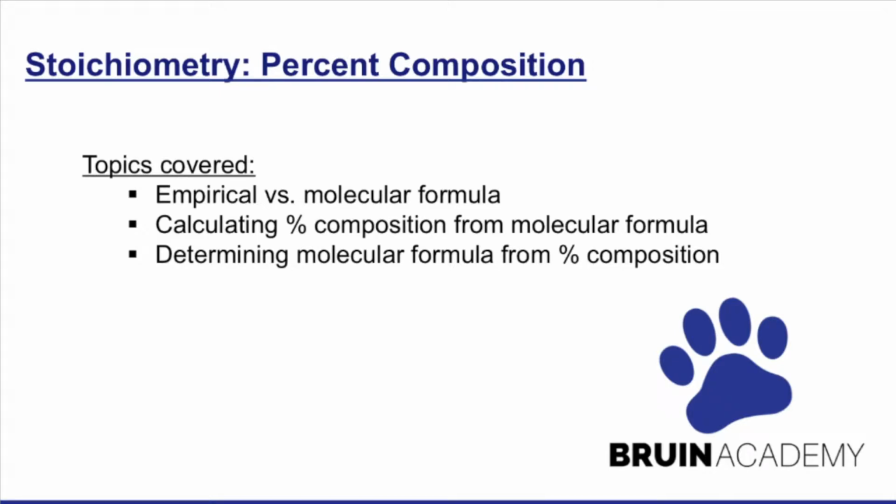Molecules and compounds are made up of different elements, and these elements can be present in different proportions. Now, what percent composition tells us is the percentage by mass of each element that is present in a given compound. So before we go into further detail about percent composition, we need to first talk about the difference between empirical and molecular formulas.